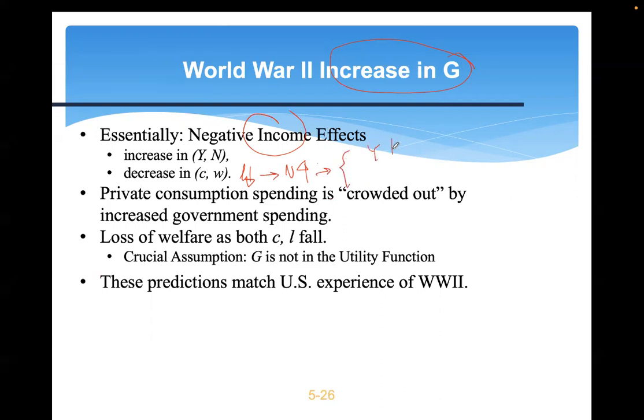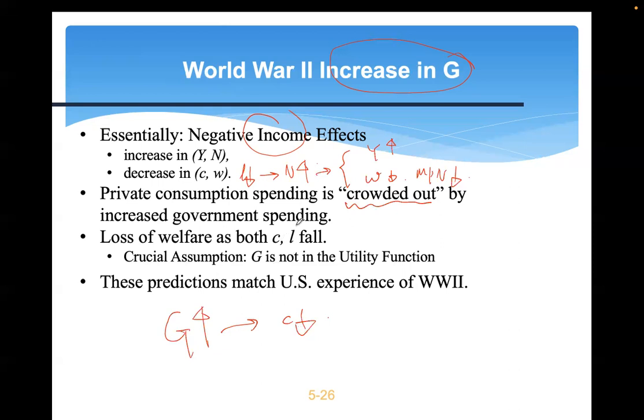This means two things. One is output is going to increase, and the wage is going to decrease. Why? Because the MPN is going to decrease. So private consumption has been crowded out by increased government spending. In other words, the G increase is going to push down C, right?